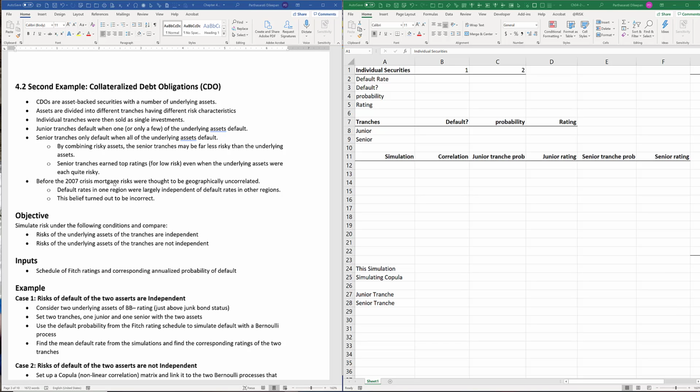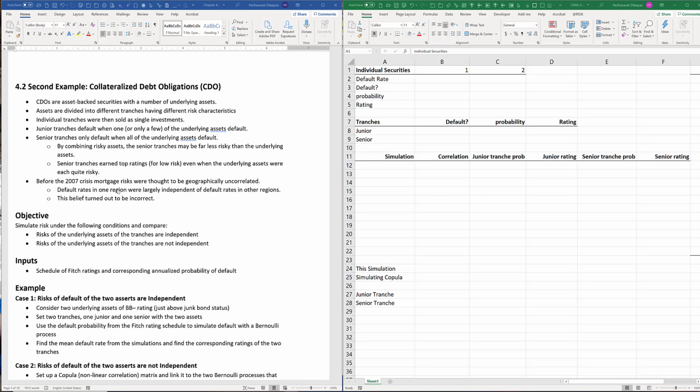Before the 2007 crisis, mortgage risks were thought to be geographically uncorrelated. So what happens in city A or region A has no impact or no relation to what happens in region B or city B. If default becomes imminent in region A, it's not going to affect what happens in a different city across the country. That is a problem.